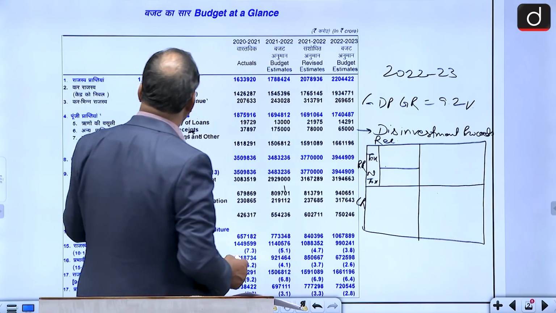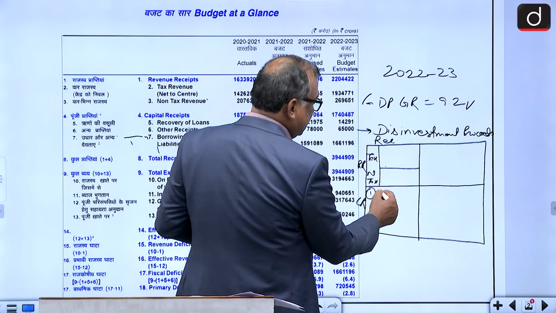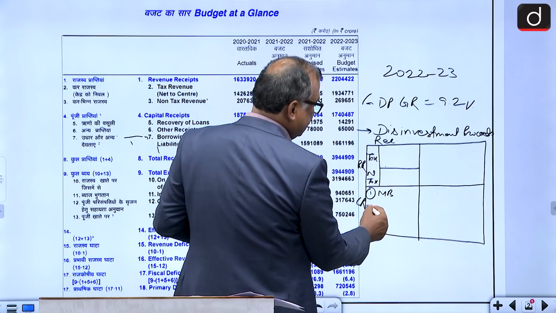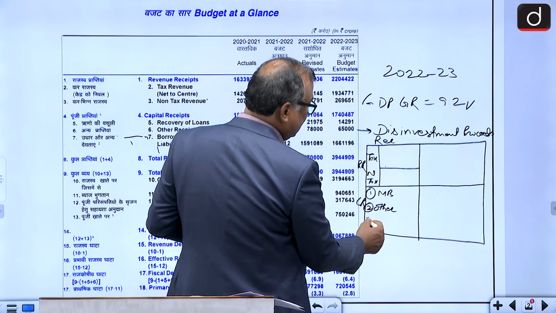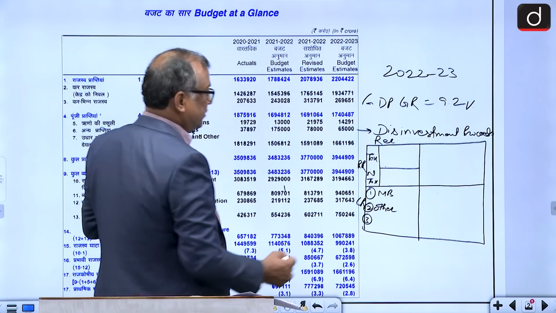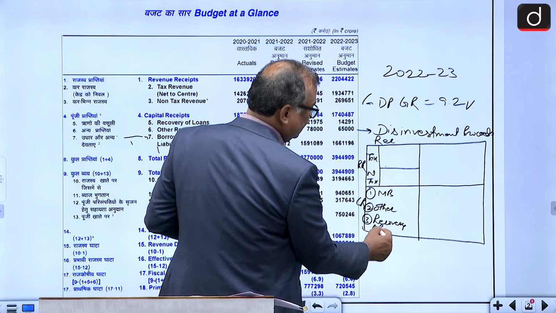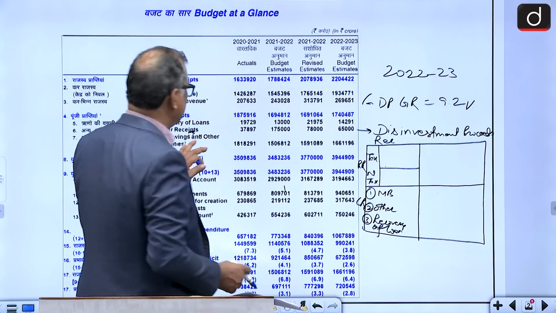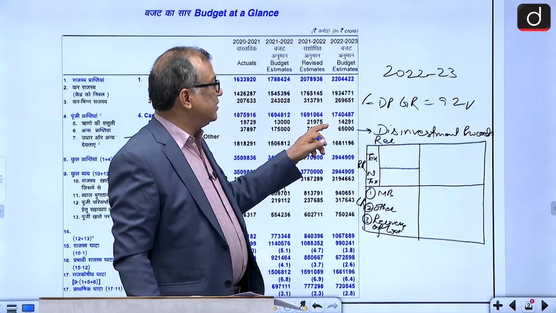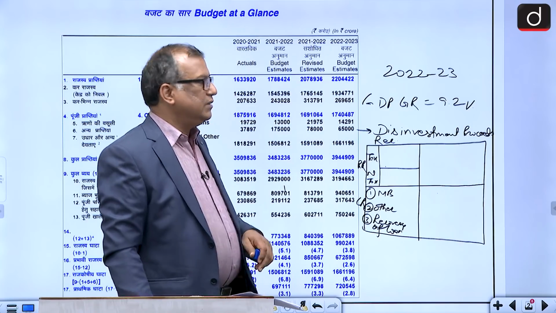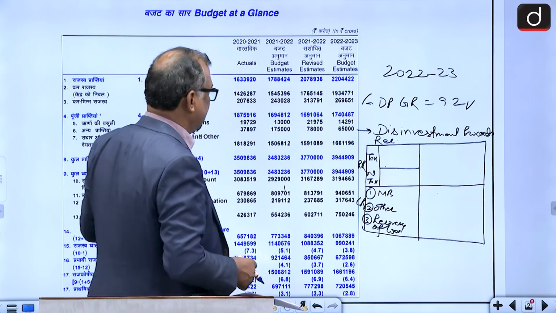And then capital receipt. Capital receipts include basically three items. The most important, that is the biggest, is market borrowing. Second is other, which is actually disinvestment. And third is recovery of loans, which is a very small amount. If you look at the total capital receipts of 17,40,000, recovery of loans is only 14,000 crore, which you can almost ignore.